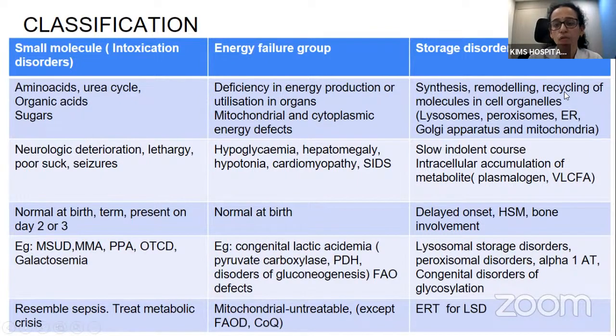The third group is the storage disorder group, in which there will be a deficit in the synthesis, remodeling, and recycling of molecules in the cell organelles. Example, lysosomes, peroxisomes, endoplasmic reticulum, Golgi apparatus, and mitochondria. These present slowly in the infantile period, have a slow indolent course that occurs due to the intracellular accumulation of these metabolites. Example, plasminogen and very long chain fatty acids. They have a delayed onset, hepatosplenomegaly, bone involvement, etc. These examples will be, because it involves the lysosomes and peroxisomes: lysosomal storage disorders, peroxisomal disorders, alpha-1 antitrypsin deficiency, congenital disorders of glycosylation. For these, the treatment will be enzyme replacement therapy for lysosomal storage disorders.